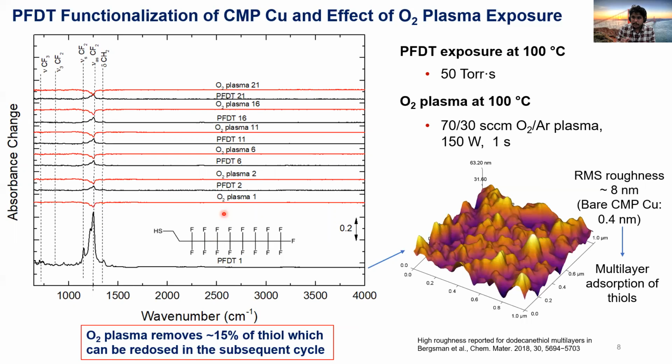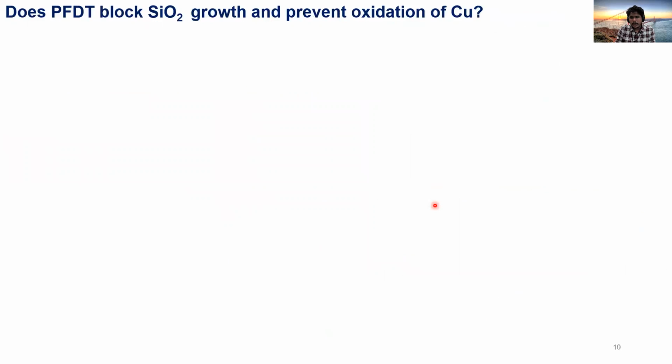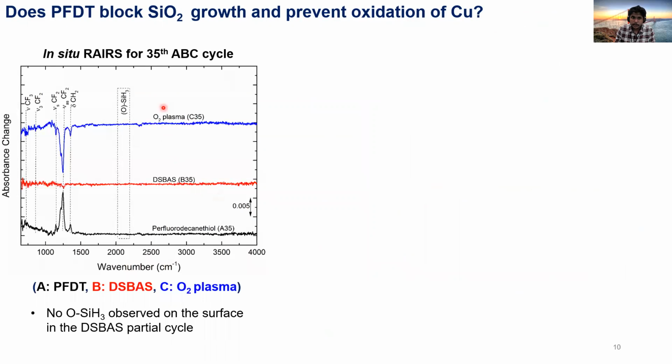Once we have established that PFDT is resistant to oxygen plasma, we developed a three-step ALD process where the first step is the perfluorodiene inhibitor step, followed by the half-cycle reactions of the SiO2 ALD process. The dosing sequence for the ABC type ALD process is as shown here. So what happens after the ABC type ALD process, say after 35 cycles? The in situ RAS spectra for the 35th ABC cycle is as shown here.